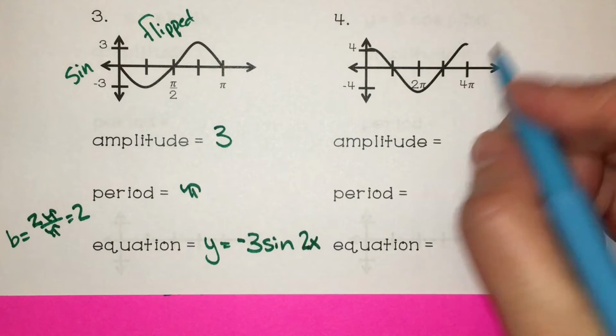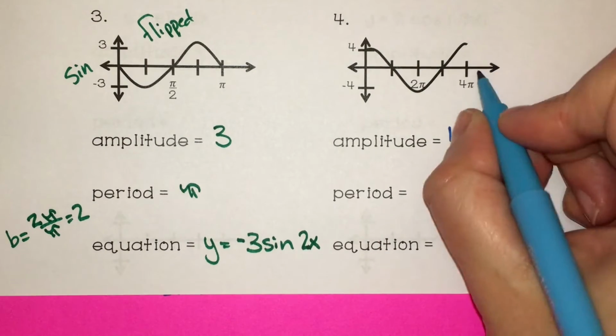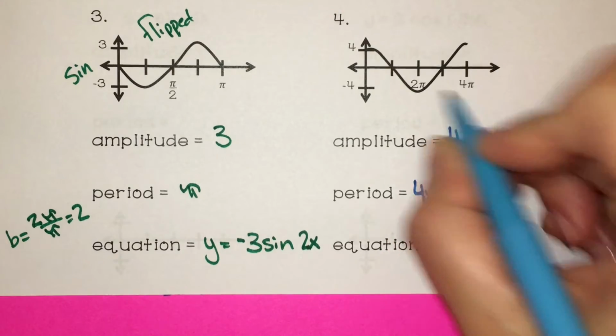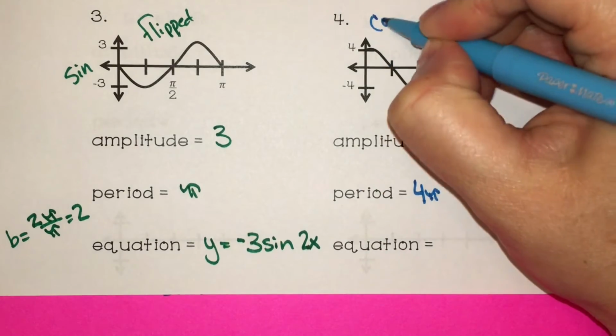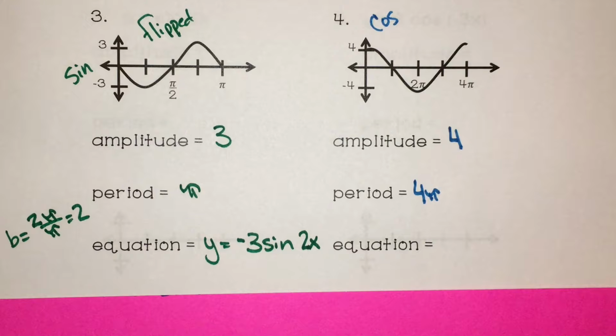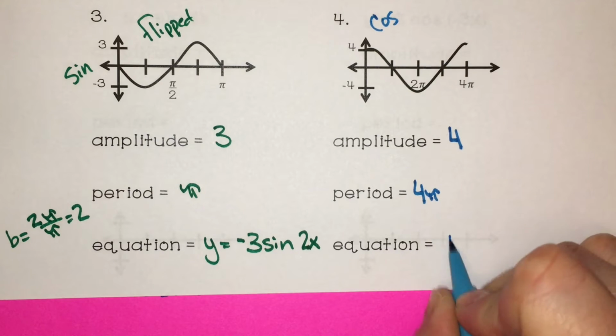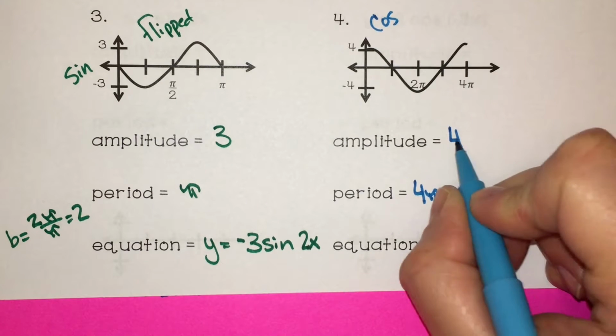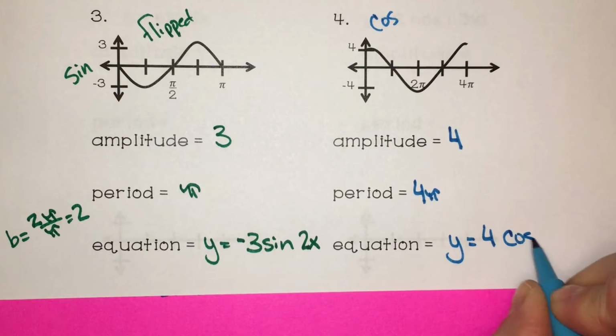All right, number 4, the amplitude is 4. Period is 4 pi, because that's the length of one cycle. I know this is a cosine graph. It's not flipped, so I don't have to worry about that. So the equation, y equals 4 cosine.